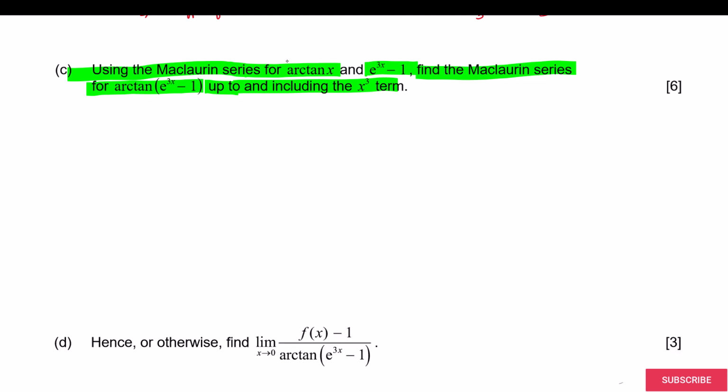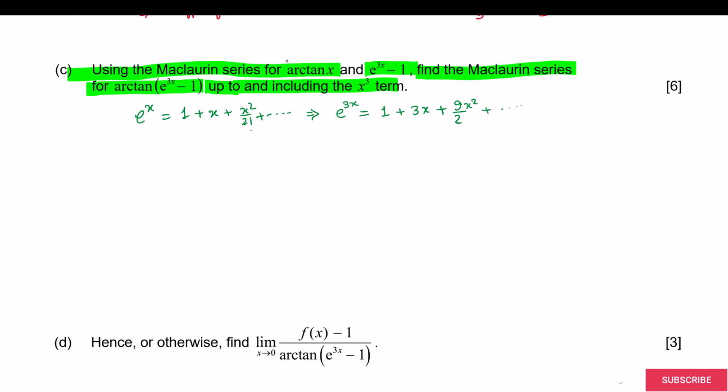So we know already that e to the power x is 1 plus x plus x squared over 2 factorial plus and so on. So from here we can write e to the power 3x, because of the composite function, as 1 plus 3x plus 9x squared over 2 factorial, that is 2, and so on.